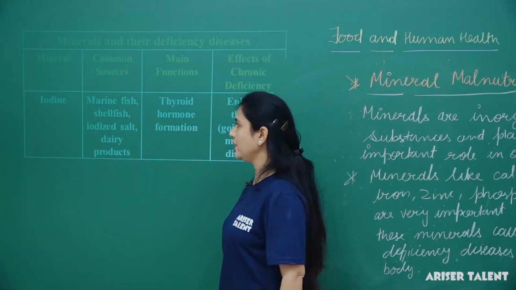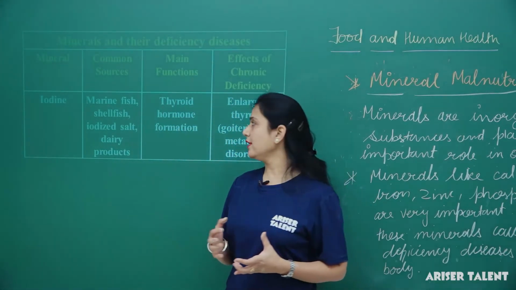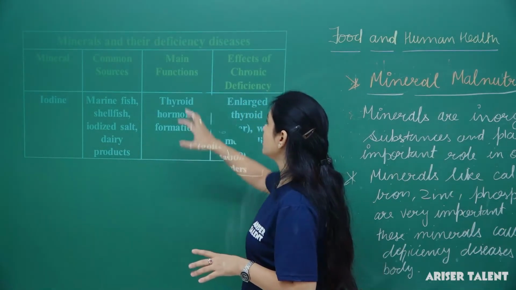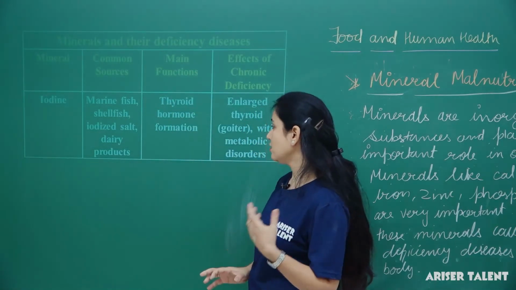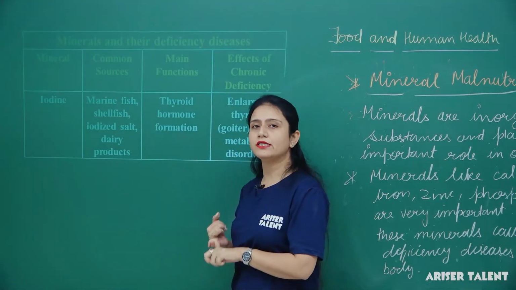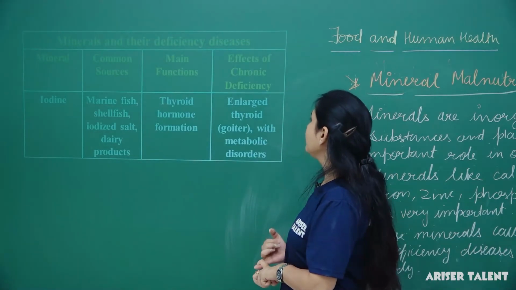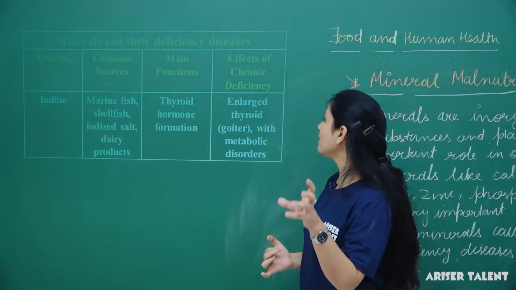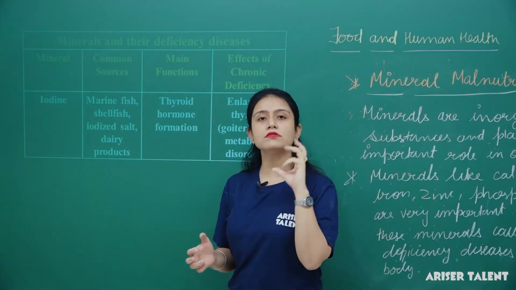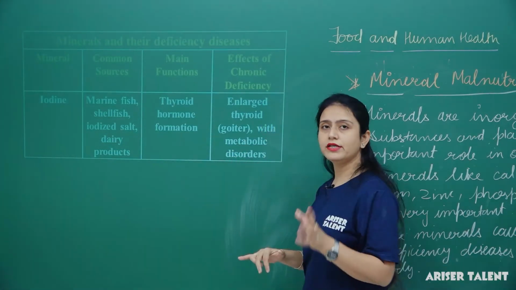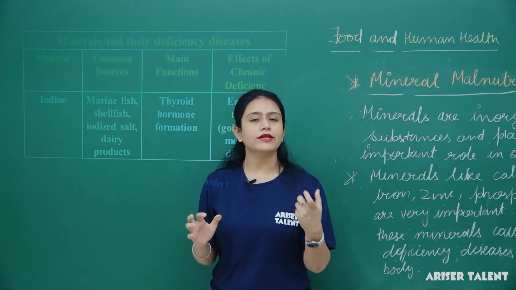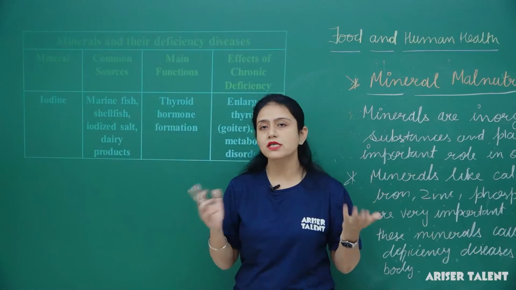Next mineral is iodine. The source of iodine is marine fish, shellfish, iodized salt and dairy products. The main function is thyroid hormone formation. You already studied that iodine is required for thyroid hormone formation in the chapter on hormones. The effect of chronic deficiency is an enlarged thyroid, which causes goiter. Goiter is a disease in which the thyroid gland becomes enlarged, with metabolic disorder. So the deficiency of iodine causes goiter.